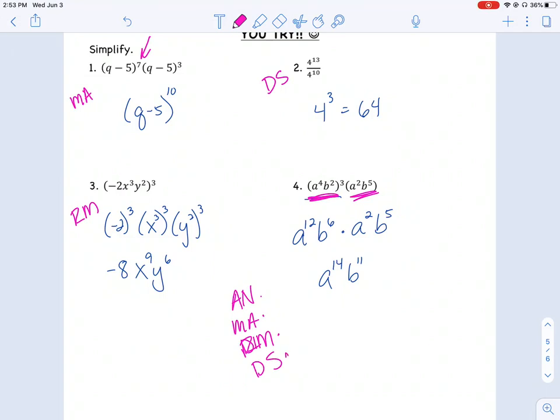Make sure you know all those different exponent rules. We'll be using it a ton in this class and lots of other math classes in the future. So make sure you're comfortable with that. Let me know if you guys have any questions or need anything.